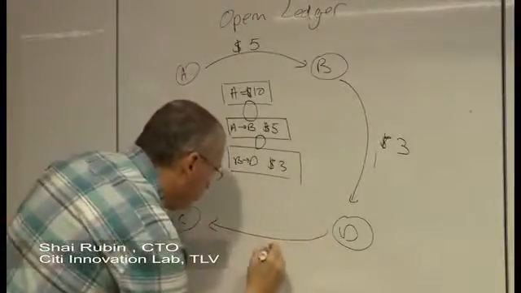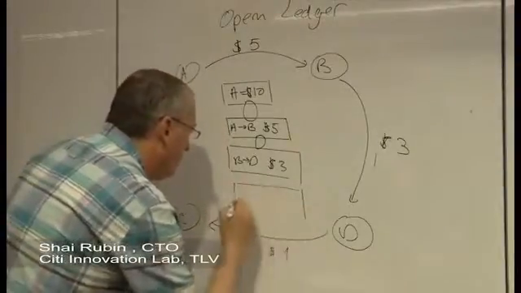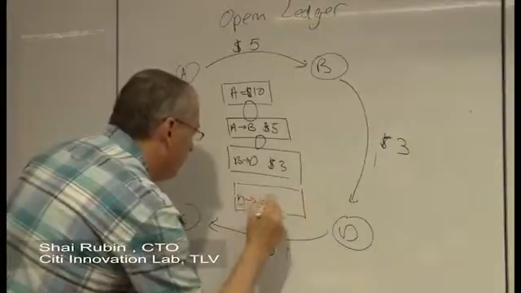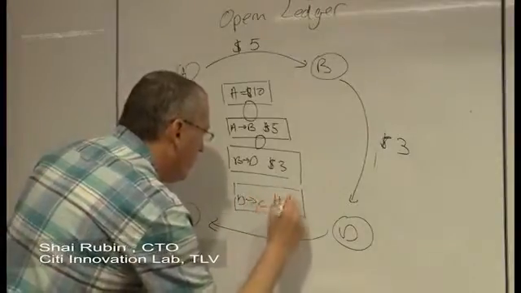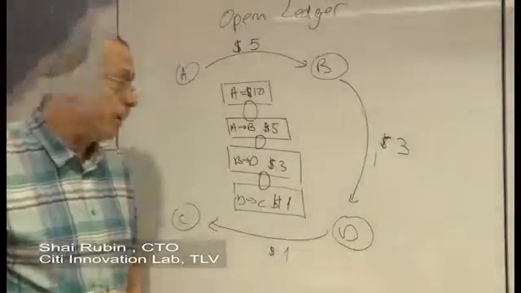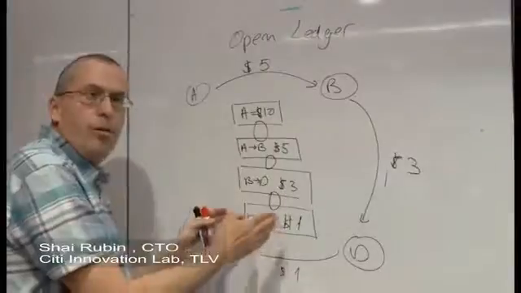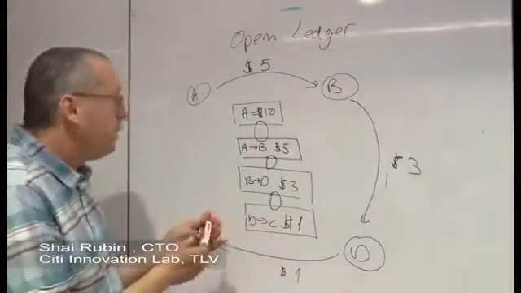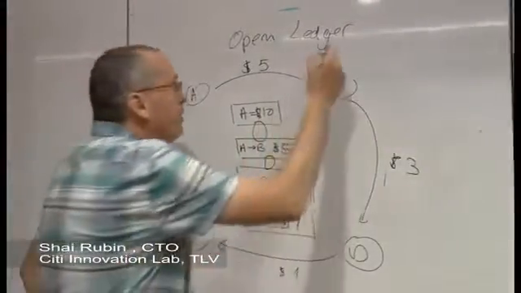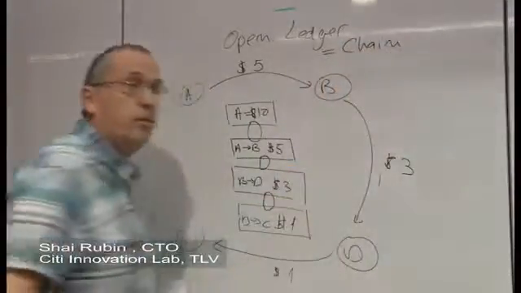Finally, if we want to move $1 from D to C, again we will do the same process. D moves to C $1 and we link it to the ledger, to the open ledger. Okay, so this is the concept of open ledger. It is essentially a chain of transactions, and this is one of the reasons that this is called blockchain.